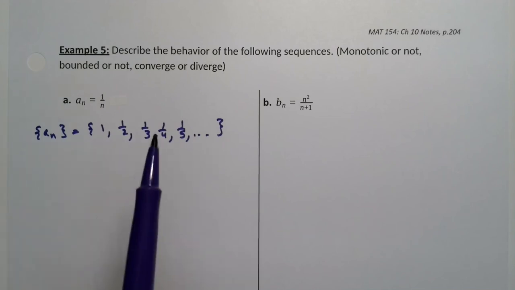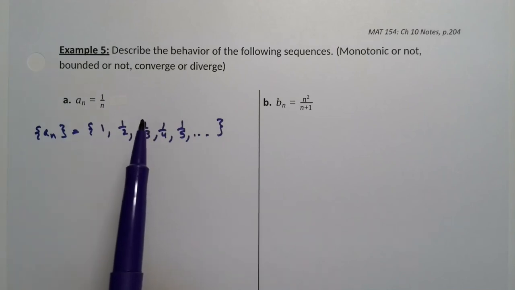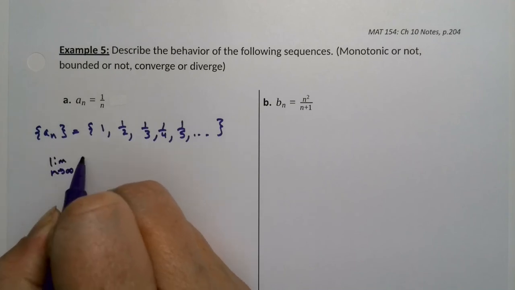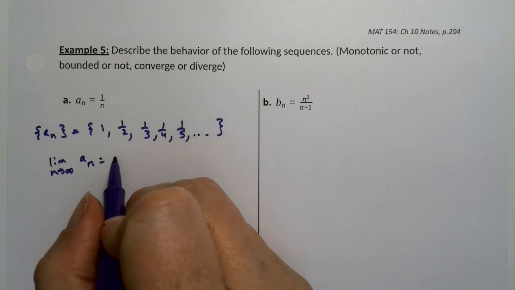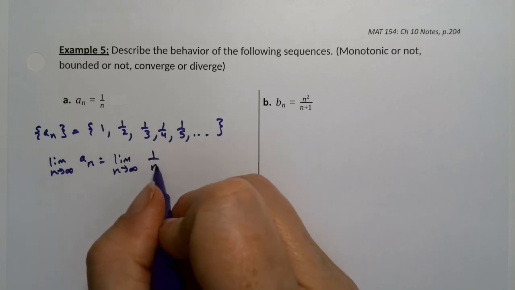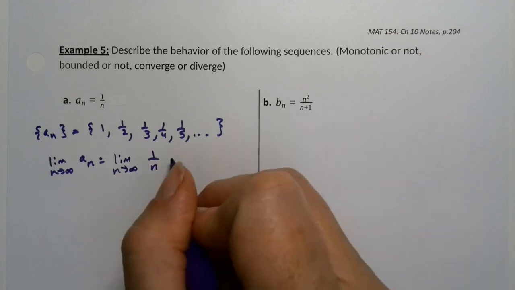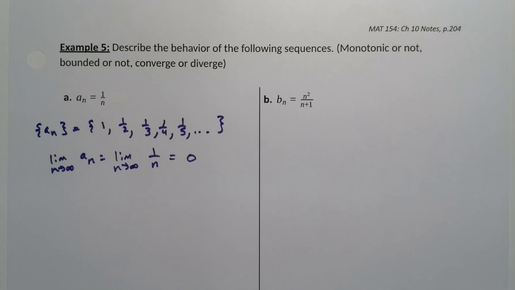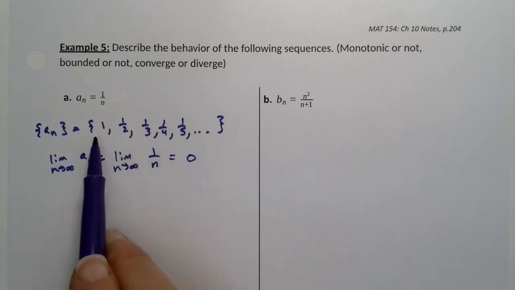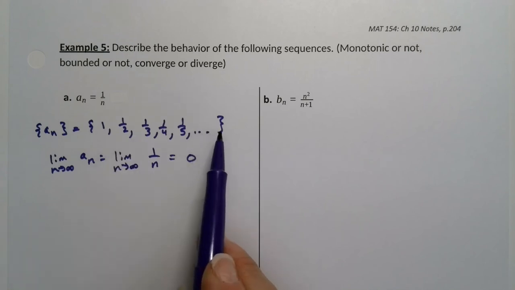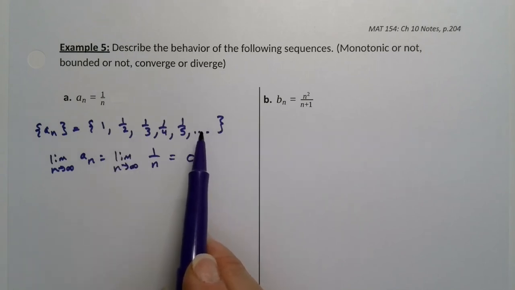All right, now the end behavior of this we can determine pretty easily. I mean, we can take the limit as n goes to infinity of a sub n, which is the limit as n goes to infinity of 1 over n, which would be 0, right? And you can see, yes, of course, this is getting smaller and smaller and smaller. It'll never be negative, so it's just getting closer and closer to 0.